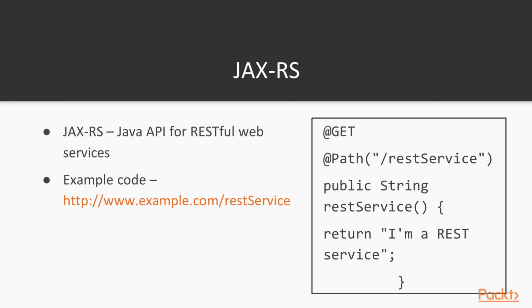An example of a JAX-RS method would have something like the GET annotation, which again links back to our RESTful definitions. And this one would serve on a path /restservice. So you would see something like http://www.example.com/restservice. And in this case, we're not returning JSON or XML, we're simply returning a string.